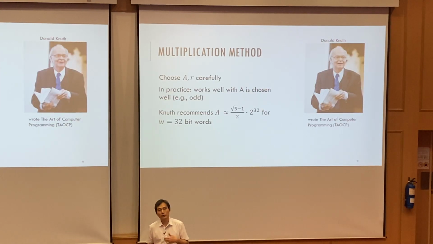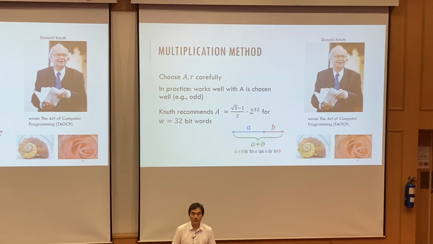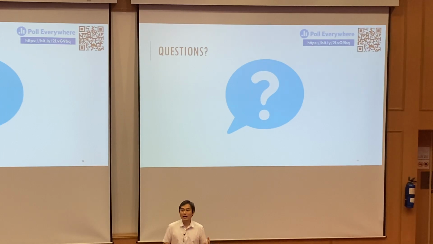All right. So Knuth recommends certain values for A, and this is what he recommends, which, remember, is related to the golden ratio. And you don't have to remember this number, but just remember that A should be chosen to be odd, for example, but not even. Okay. So that's essentially it for hashing.